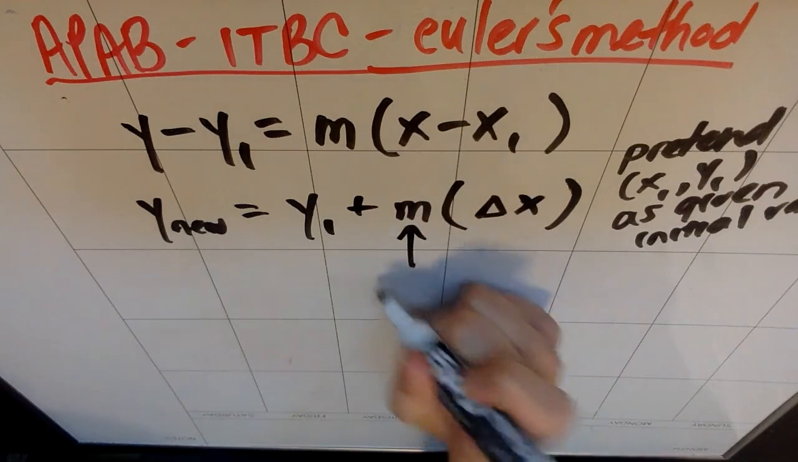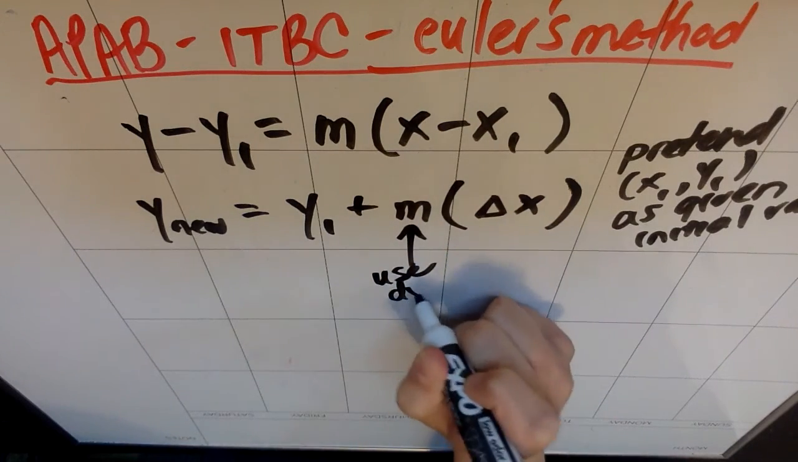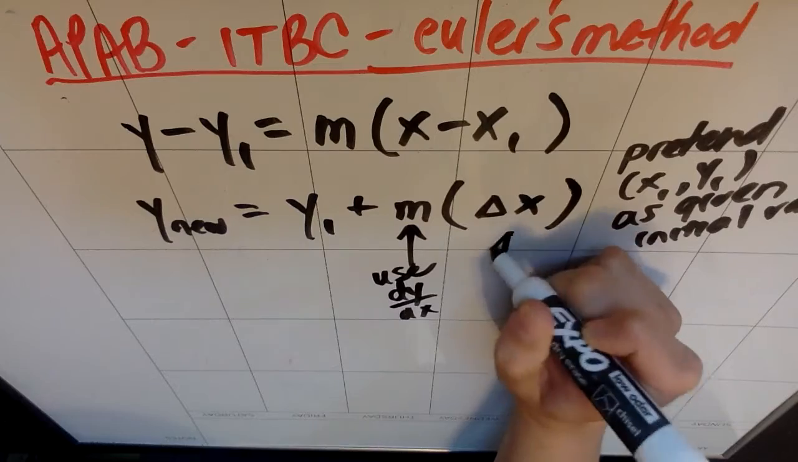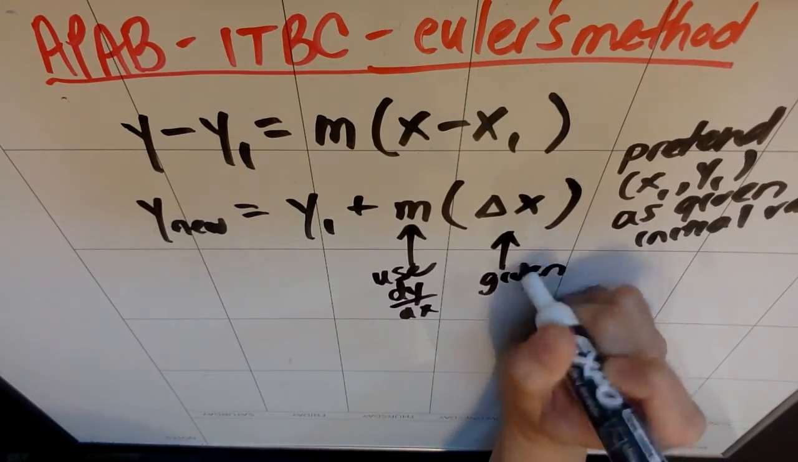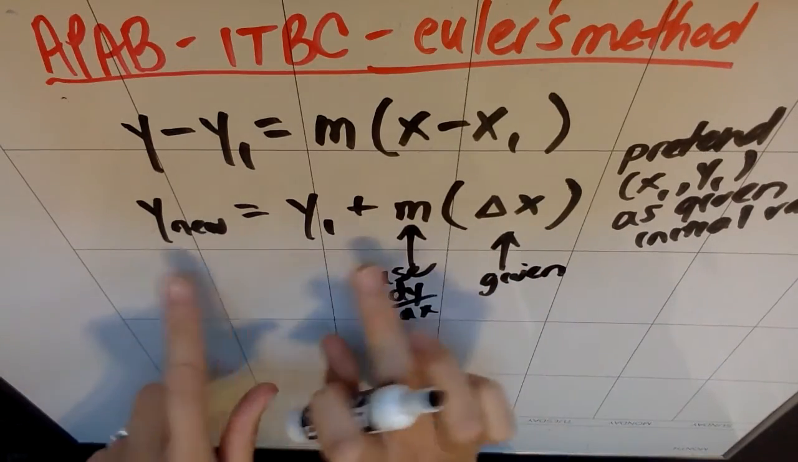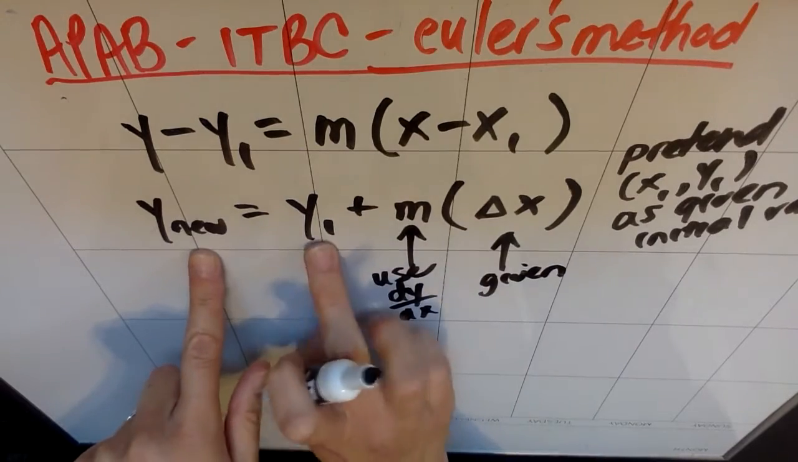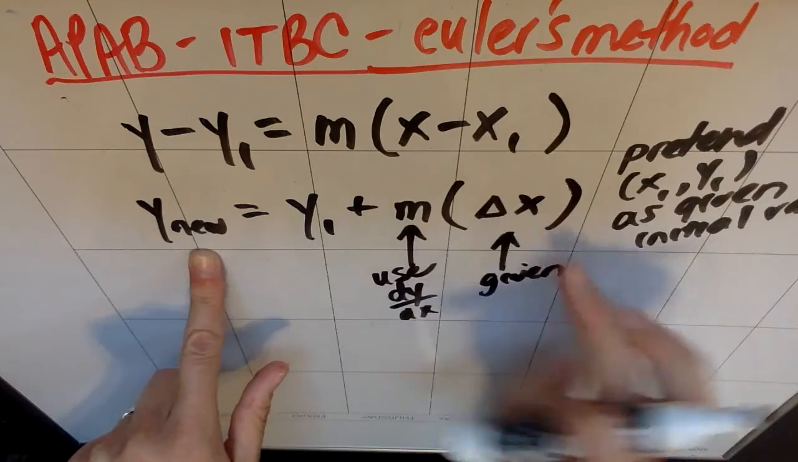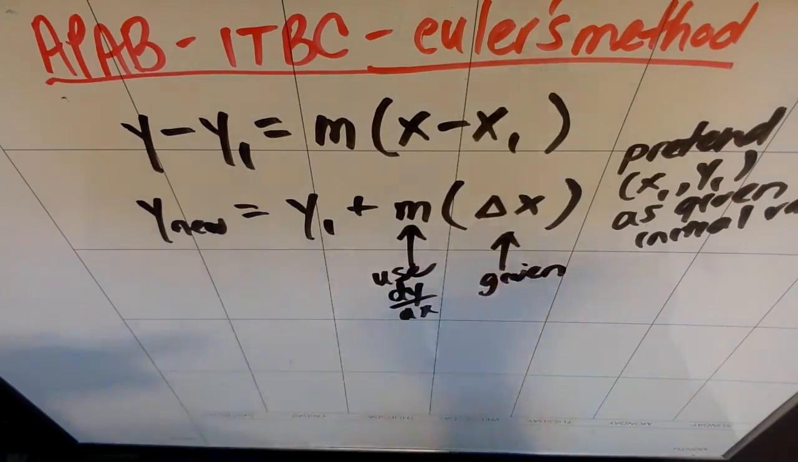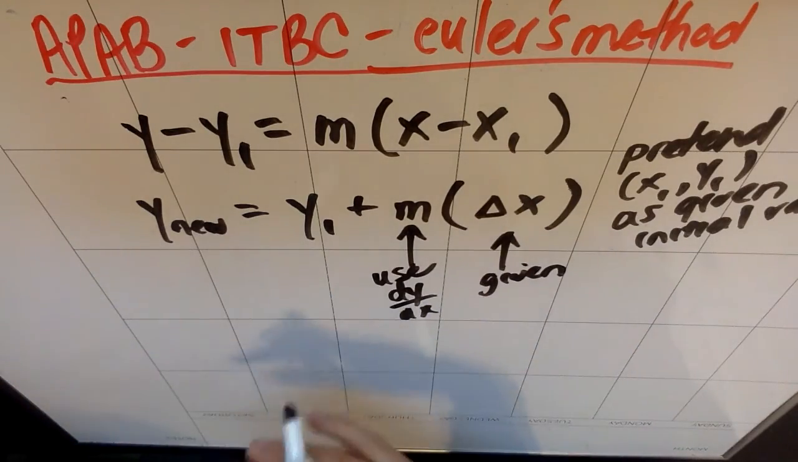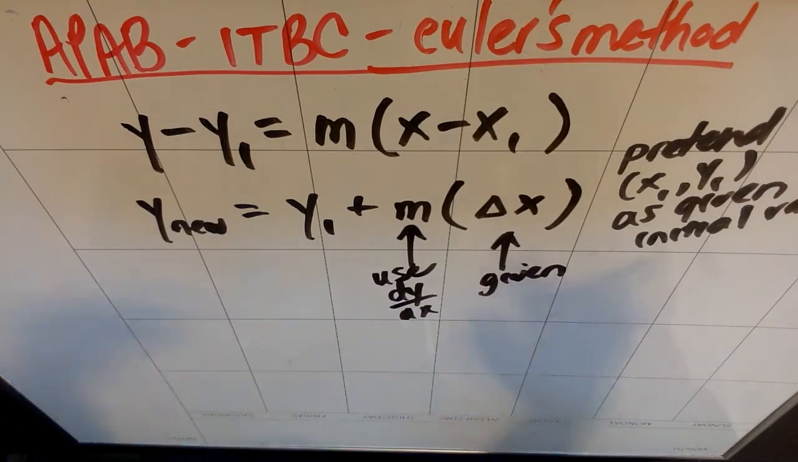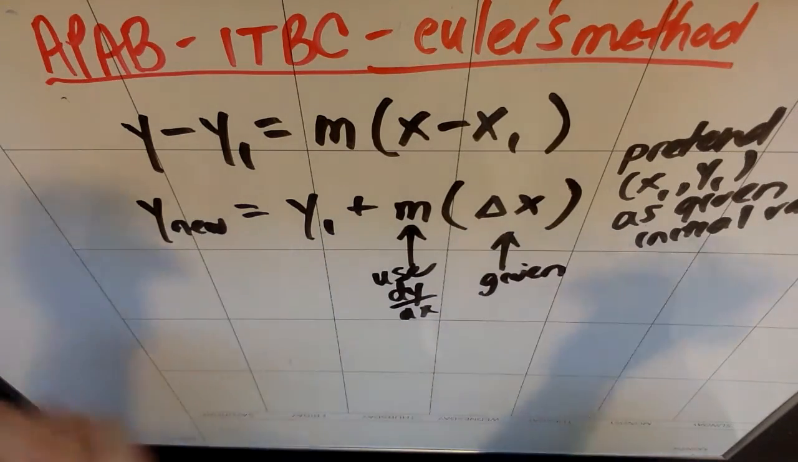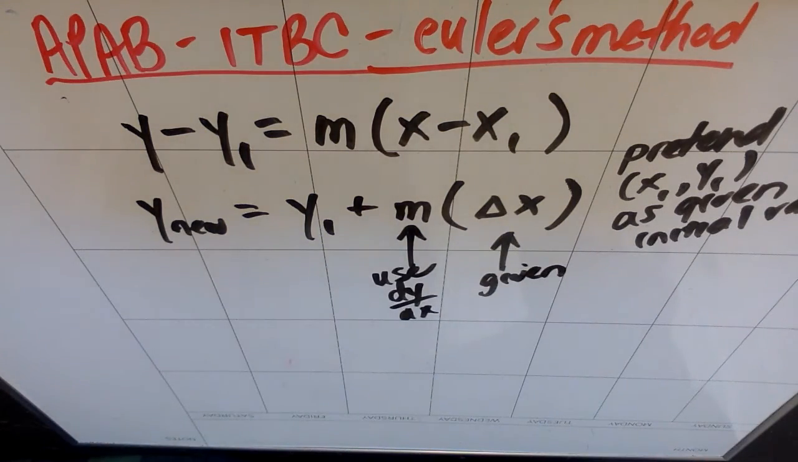So we can find the slope by using the differential equation. We're going to be given some delta x, and we're going to use these quantities: the given y, the slope that we can find with dy/dx, and the given delta x, to find a new y. We're then going to repeat the same step, but the new y and the new x will become the y and x that we use in the formula, and so on.